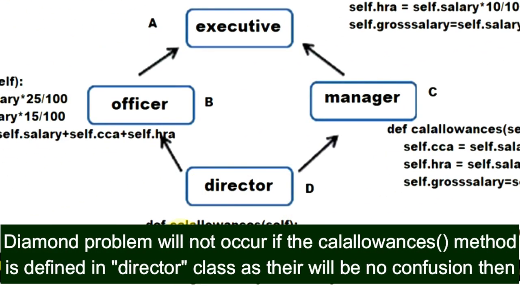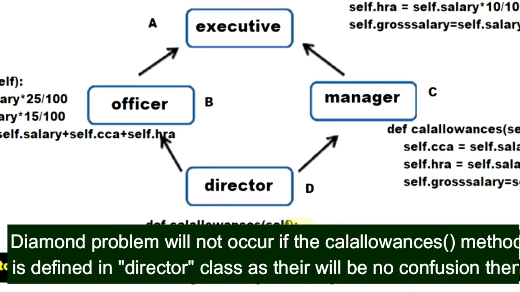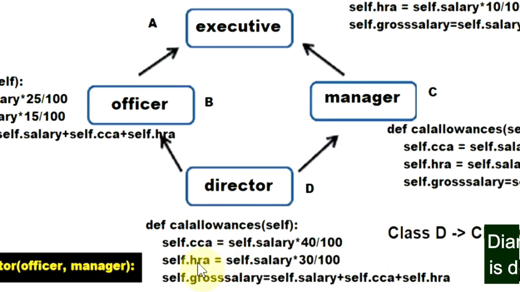If in the Director class you define one calc allowances function, and in this function you calculate CCA and HRA as per the norms of the director, right? Then there will never be a diamond problem, because when the object of the Director class will invoke the calc allowances function, it will execute the function which is defined in its own body, that is in the Director class. It will never search for the calc allowances function in Officer or Manager or any other class, because it is already there.